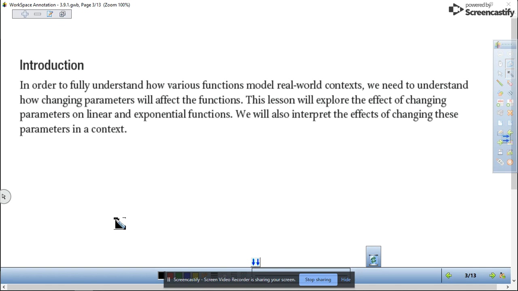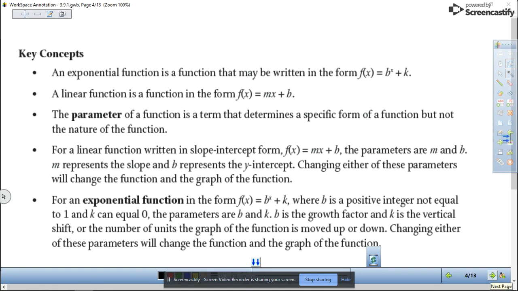In order to fully understand how various functions model real-world context, we need to understand how changing parameters will affect the functions. This lesson will explore the effect of changing parameters on linear and exponential functions. We'll also interpret the effects of changing these parameters in a context. All right. So again, pause the video, read through these key concepts.